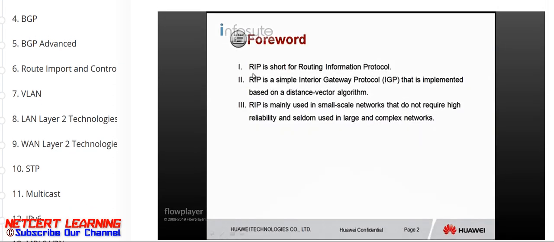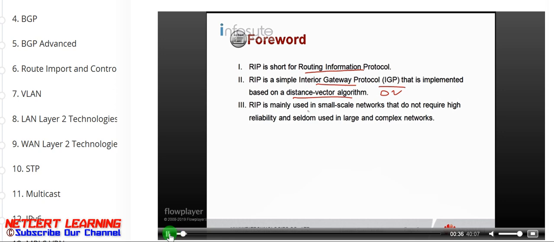So what exactly is RIP? RIP in short stands for Routing Information Protocol. RIP is an IGP, which means that it's an interior gateway protocol that runs on the distance vector algorithm. We have another algorithm which is the link state algorithm. Alright, so RIP is a distance vector algorithm. RIP is mainly used in small scale networks.